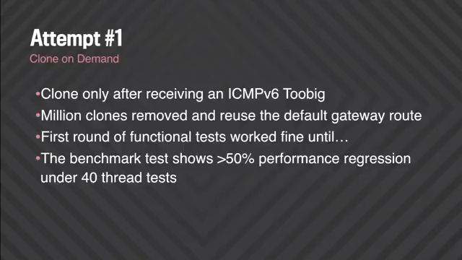The functional tests were fine. I was very excited, and I was about to post it upstream. But the happiness only lasted until I got a benchmark result that showed more than 50% regression in the 40-thread test. I got this result at the weekend, and I was so disappointed. I told you it's attempt number 1 here, but actually it's version 10 in my local Git repo already. So I closed the laptop and forgot about it.